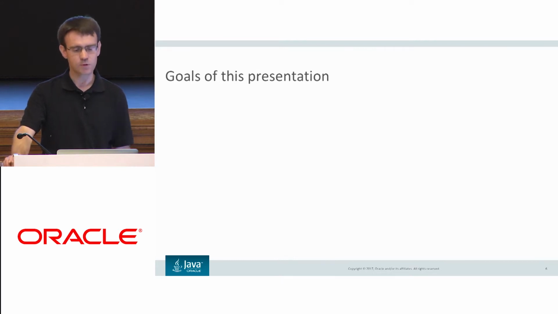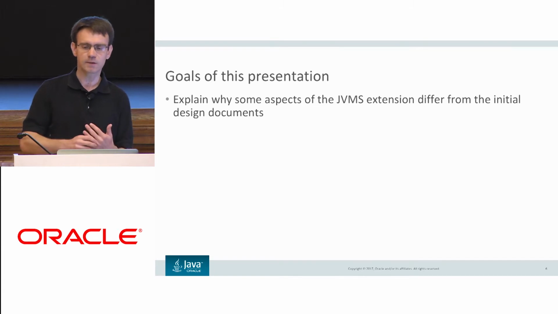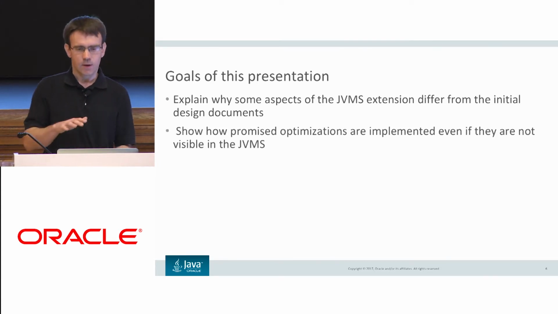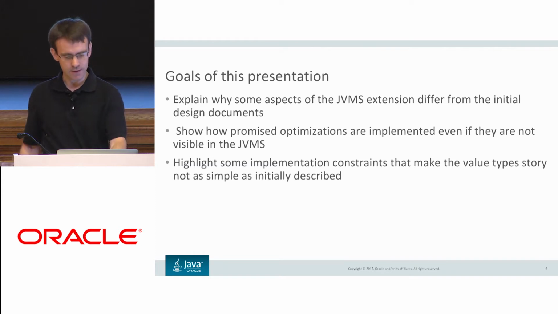So the goal of this presentation is to explain why some aspects of the JVM specification extension differ from the initial design document. We will show you how the promised optimizations are implemented, even if they are not visible from the spec's perspective. And we will also highlight some implementation constraints we are facing that make the value type story not as simple and straightforward as initially thought.